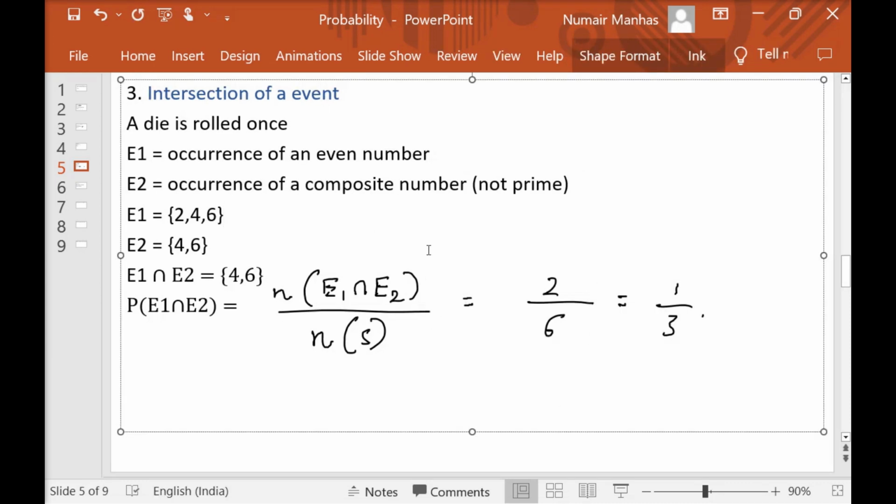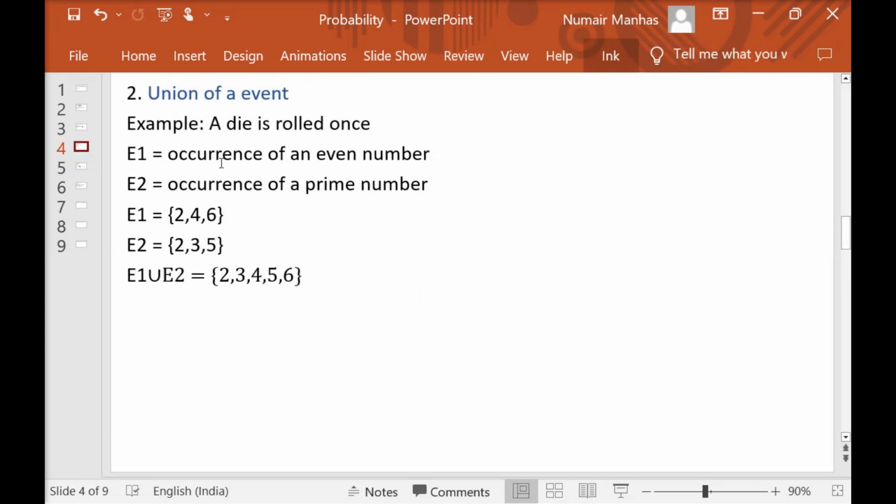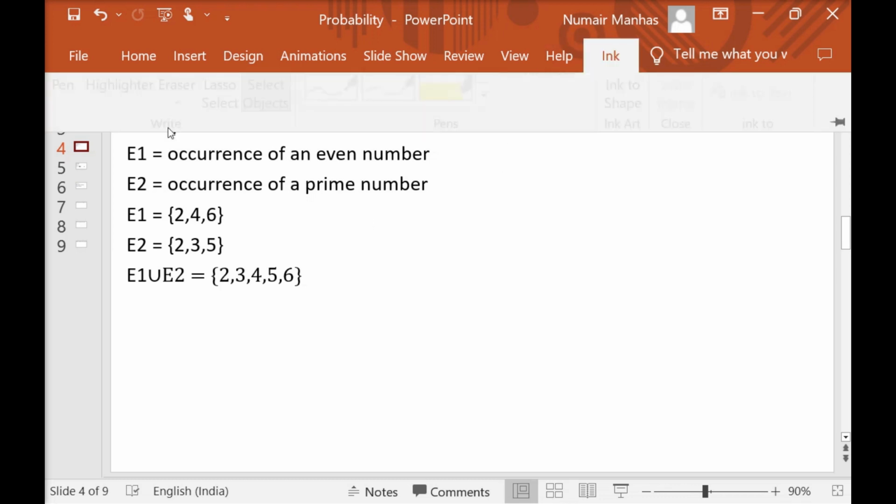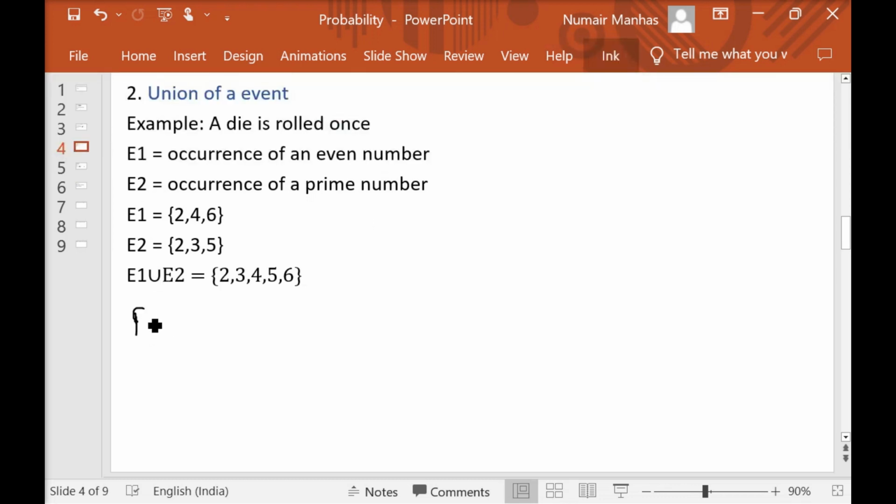Even in the previous example given for the union of events, the probability of E1 union E2 will be found from the numbers in the union. There are 5 outcomes, and the total number of outcomes is 6. Therefore the probability of E1 union E2 is 5 by 6.